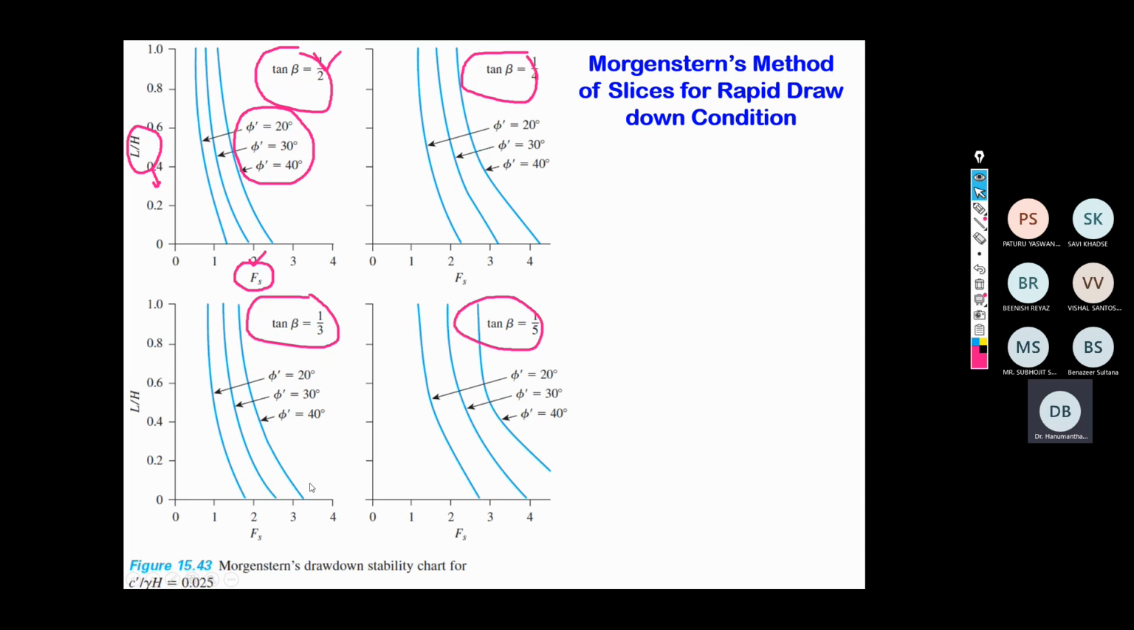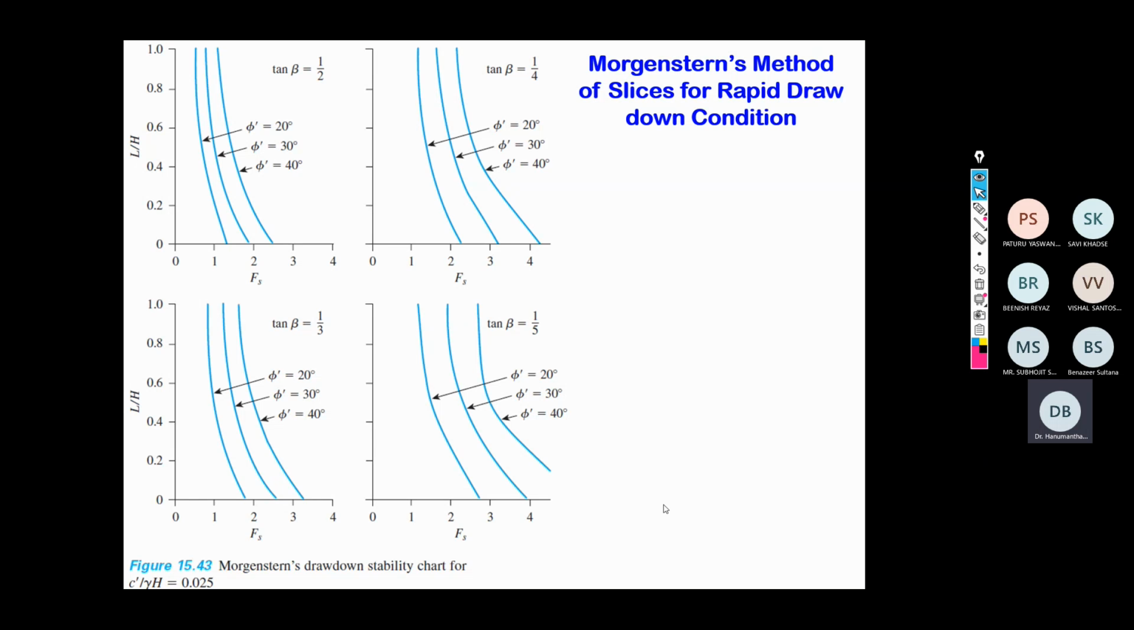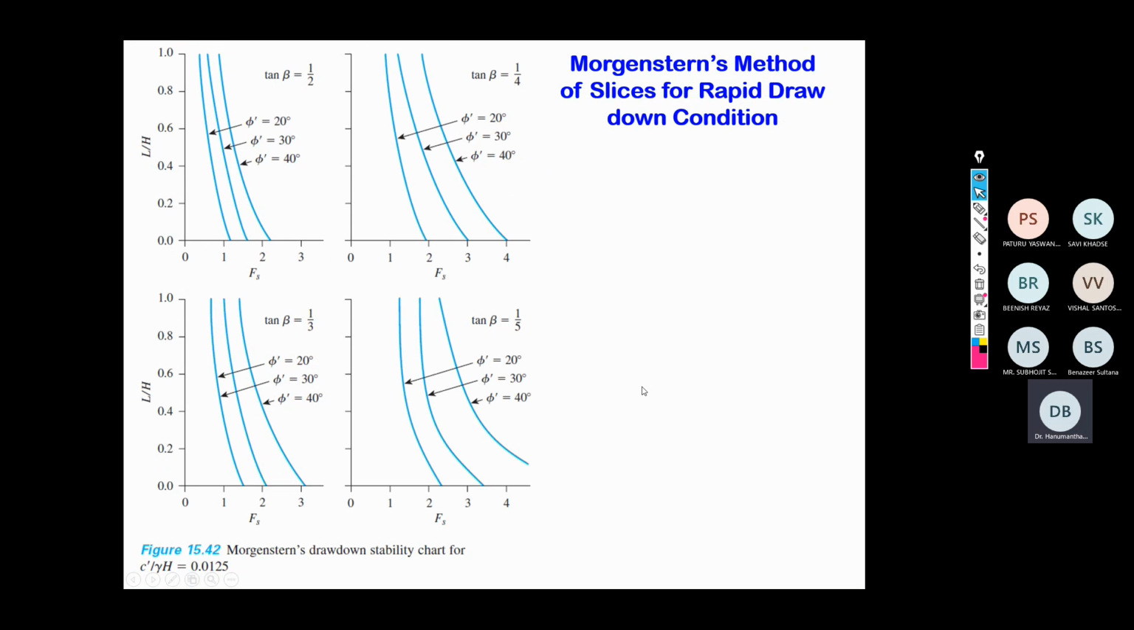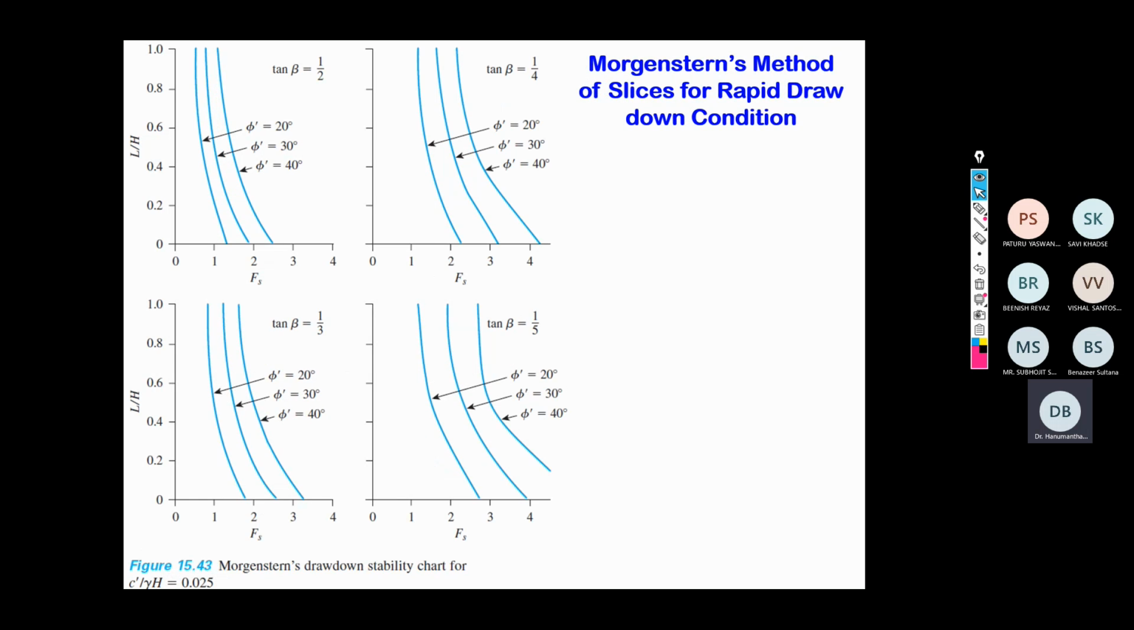In the previous slide, it belonged to c dash by gamma H equal to 0.0125. Now this bunch of graphs represents c dash by gamma H equal to 0.025. Again, I repeat, for any intermediate value of c dash by gamma H, see for example this slide: here it is 0.0125, and here it is 0.025. So how do we calculate the Fs value if c dash by gamma H is equal to 0.02?